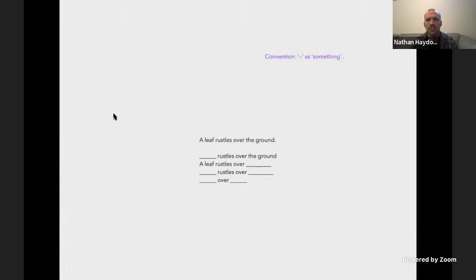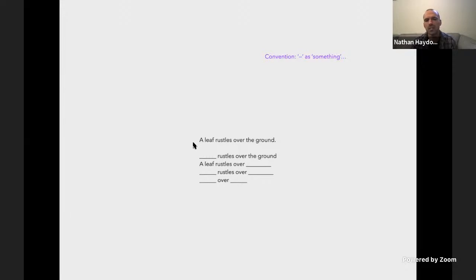And this blank, he noticed a nice way to express it in natural language: we just say, read this blank as something. So a leaf rustles over the ground is a complete statement, but we can have a blank say something rustles over the ground, or a leaf rustles over something, or something rustles over something, or we can have this most general binary relation, which is just something over something.